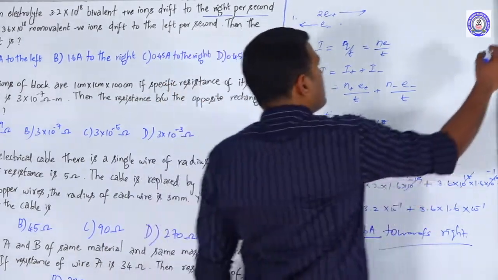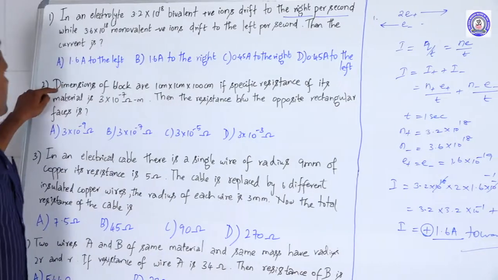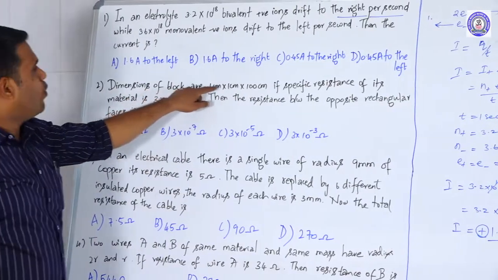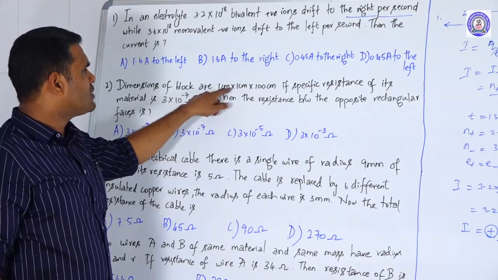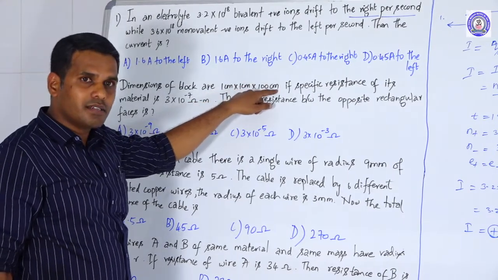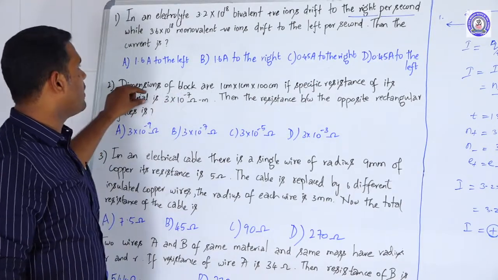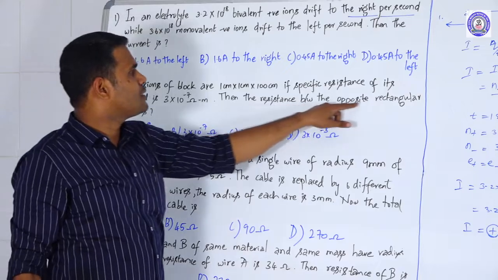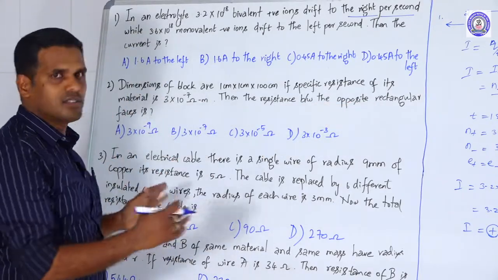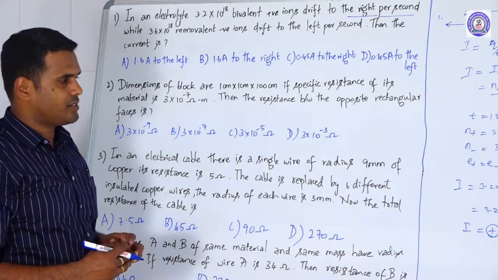Then question number 2. The dimensions of a block are 1 centimeter, 1 centimeter, 100 centimeter. How will you read this? 1 centimeter by 1 centimeter by 100 centimeter, L, B, H. The specific resistance of its material is 3 × 10^−7 ohm meter. Then find the resistance between the opposite rectangular faces.